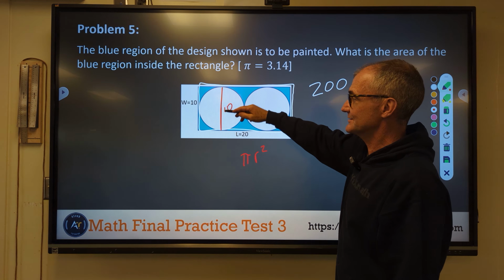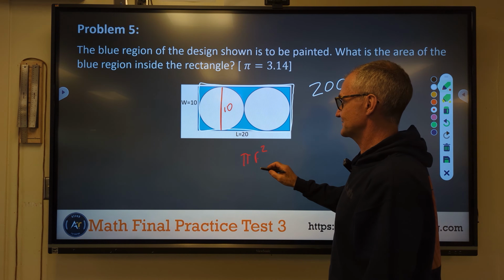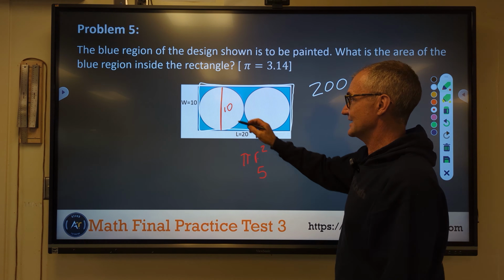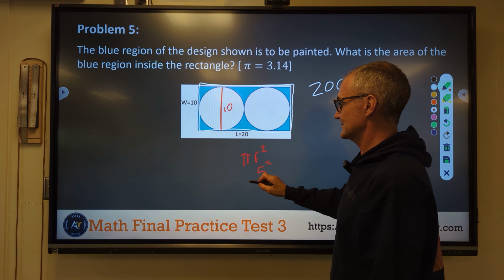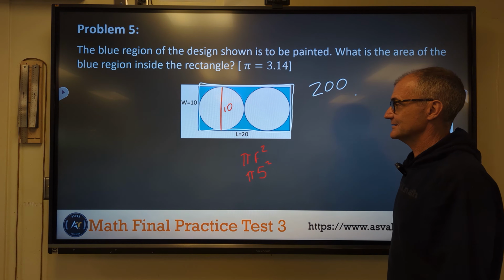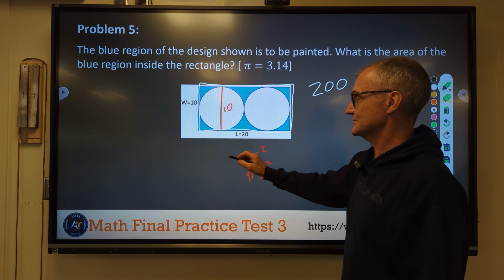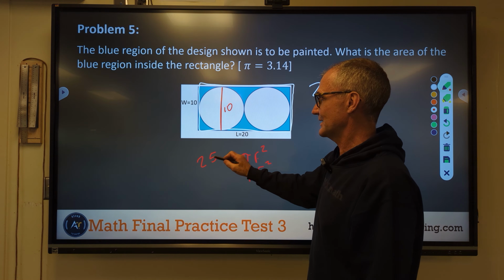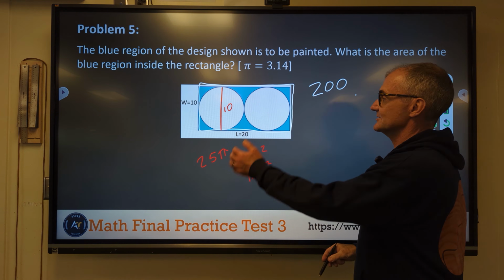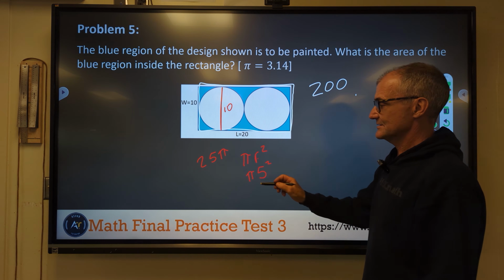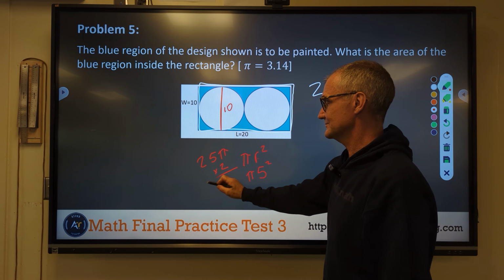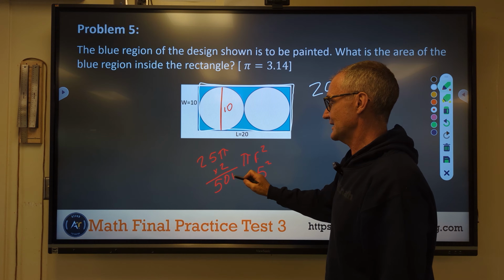So if the diameter is 10, the radius is 5. So I'm going to plug a 5 in for the radius, square it and multiply it by pi. So one circle is 25 pi. The other circle is the same. So I'm just going to multiply that by 2 to get 50 pi.